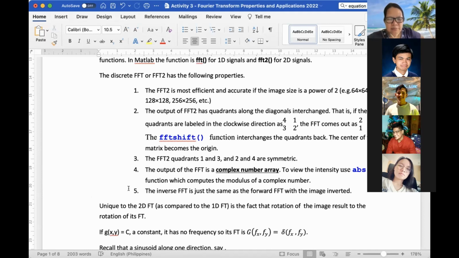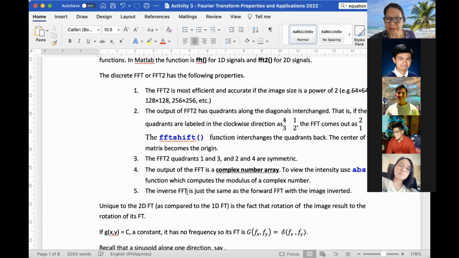Okay lang? Okay. Because of the FFT, if you go back to your optics and recall that a lens, in a way, shortens the Fraunhofer diffraction. And the Fraunhofer diffraction is essentially an FFT. And remember, di ba, pag may lens ka, the lens forms an image. If you put another lens in front of that at the same focal distance, babalik uli yung image ng object, but flipped. Okay, so the inverse FFT is just the same as the forward FFT with the image inverted.